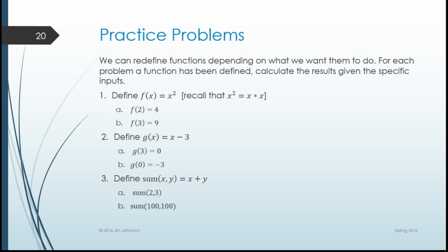Finally, let's calculate the sum of 2, 3. Well, what does our instruction say? It says to take those 2 numbers you input and add them together. So the sum of 2, 3 is equal to 5. And then the sum of 100, 100 is equal to 200. If this concept and this notation make sense, then you're ready to move on.